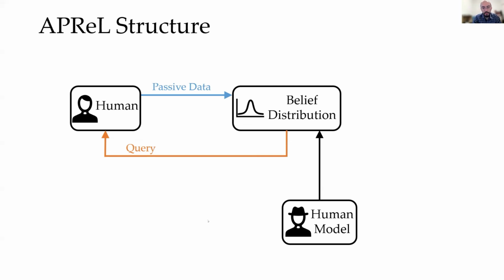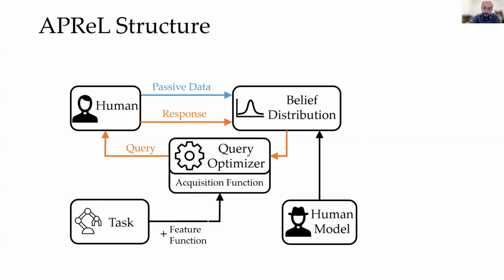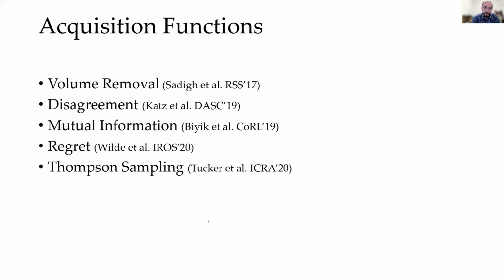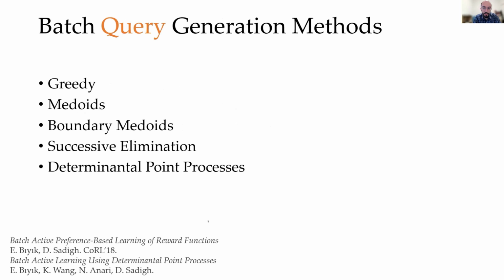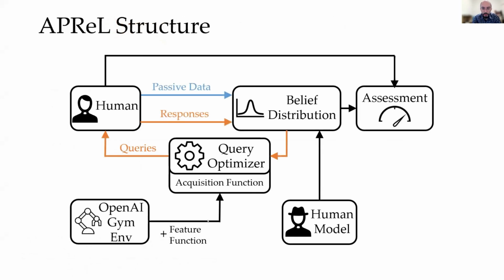After the robot queries the user with a question, the user responds to the query. Note that the robot can decide what query it wants to ask the user. Therefore, it can optimize the query using some acquisition function and possibly the dynamics of the task. Any task that follows the environment structure of OpenAI Gym can be used in APReL. APReL allows us to try various acquisition functions for active learning and batch selection methods for batch active learning. At the end, we assess the quality of the learned W or the posterior distribution.